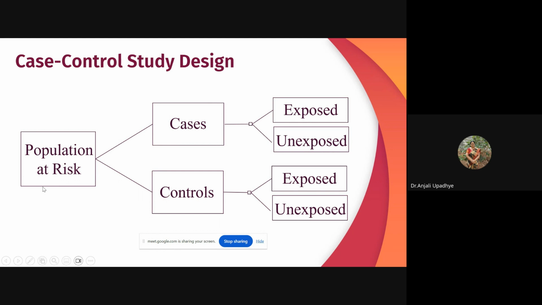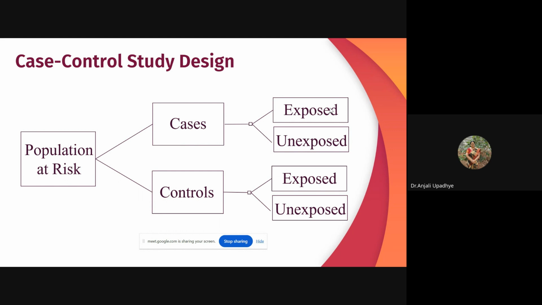Suppose take an example of dengue cases. The population is at risk of dengue. Then how many cases are there? How many dengue cases will occur in a particular geographical area? That is its incidence rate. But how many are exposed to dengue?